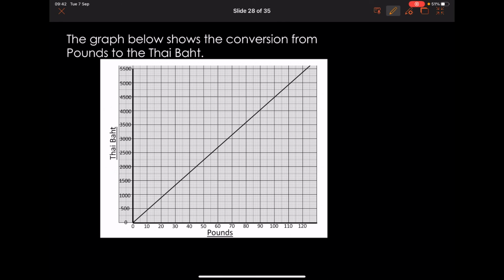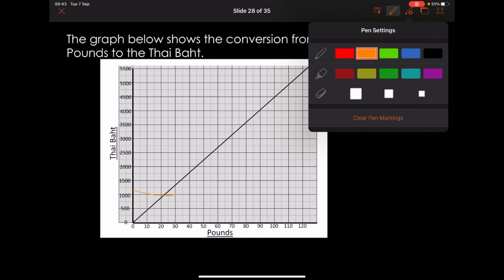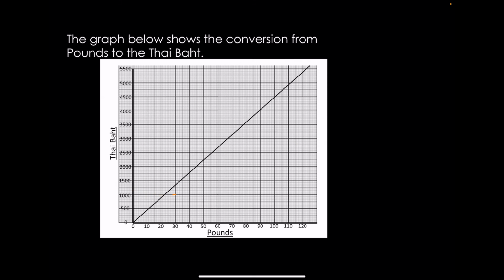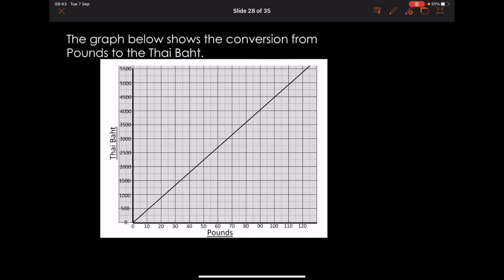Okay, so let's just have a quick look at this question. I'm just going to show you a couple of questions on conversion graphs so that you can understand how to use them and answer the questions in your assignment. So this graph shows the conversion from pounds to Thai baht, which is just another currency in Thailand. The question it's going to give you here is: use the graph to calculate how many Thai baht is equal to £80.